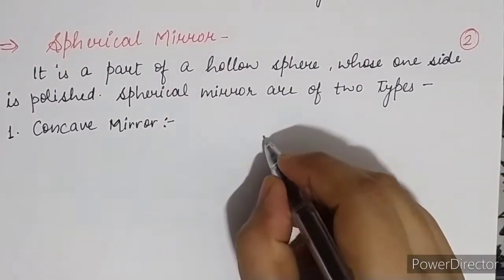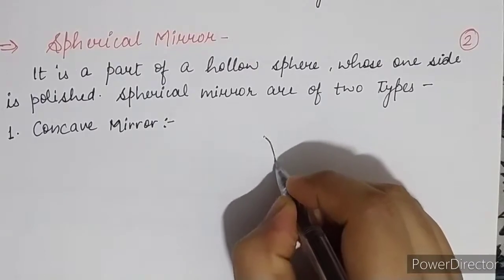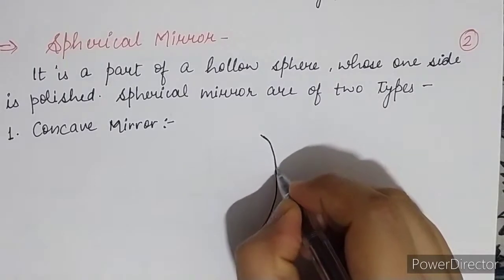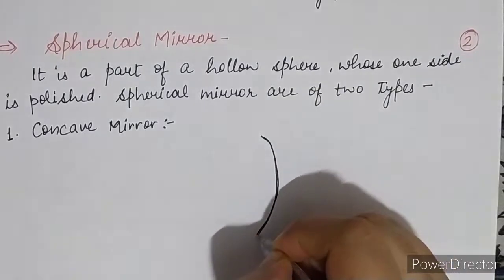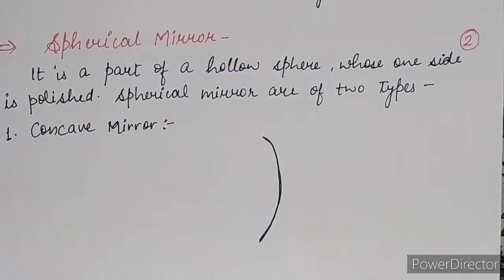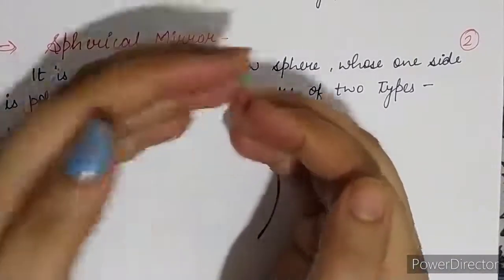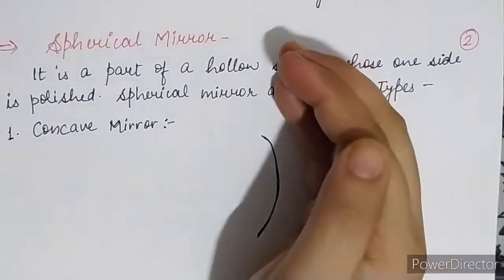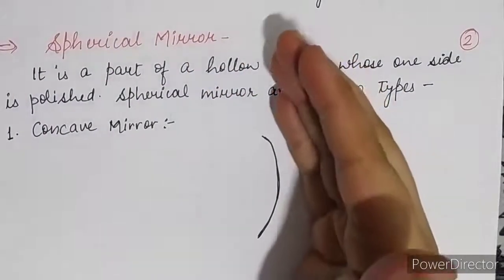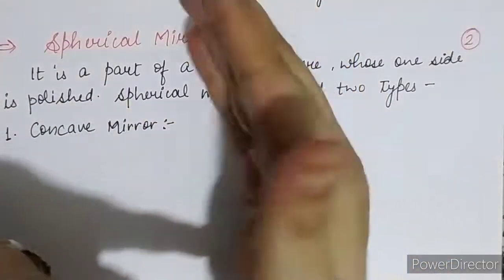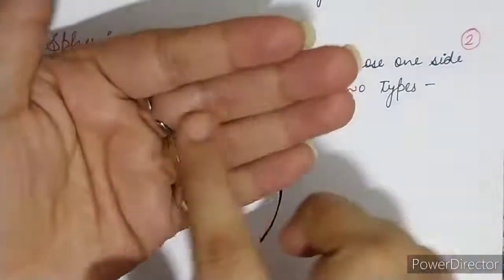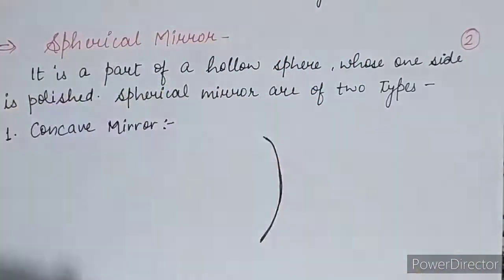Suppose I have taken a part of the hollow sphere. This is how your sphere is, and I am taking only one part of the sphere. This one is the one part. Now it has two surfaces, one is inside and another is the outside. So from the inside and from the outside we have two surfaces.